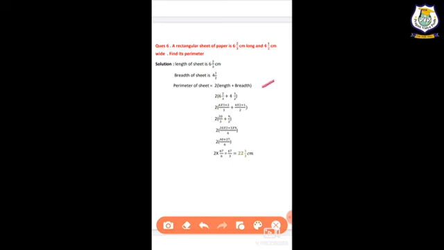Here the length of the sheet is given as 6 2 by 3 cm and the breadth is 4 1 by 2 cm. First, they have given it in mixed fractions, so we will have to convert it into improper fractions. The formula for the perimeter of a rectangle is 2 bracket length plus breadth. 2 is written, length is 6 2 by 3 and breadth is 4 1 by 2.